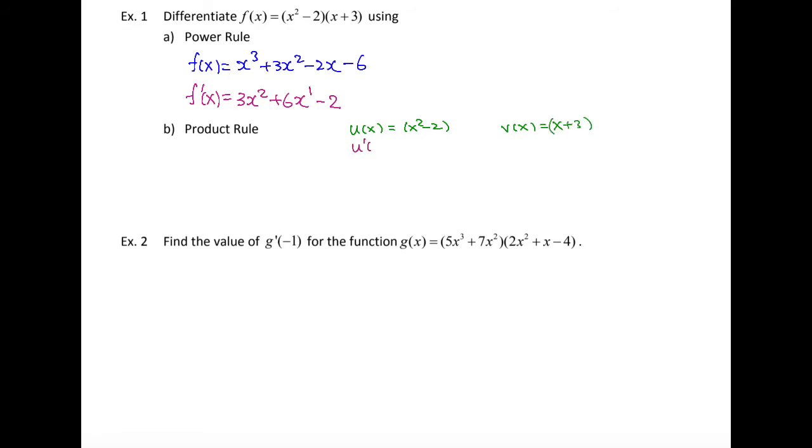So u prime x will become 2x. Remember, the constant term becomes 0, so negative 2 disappeared. And then we're going to find v prime x, which is the differentiation of x, which is 1. Differentiation of 3 is a constant, 0.